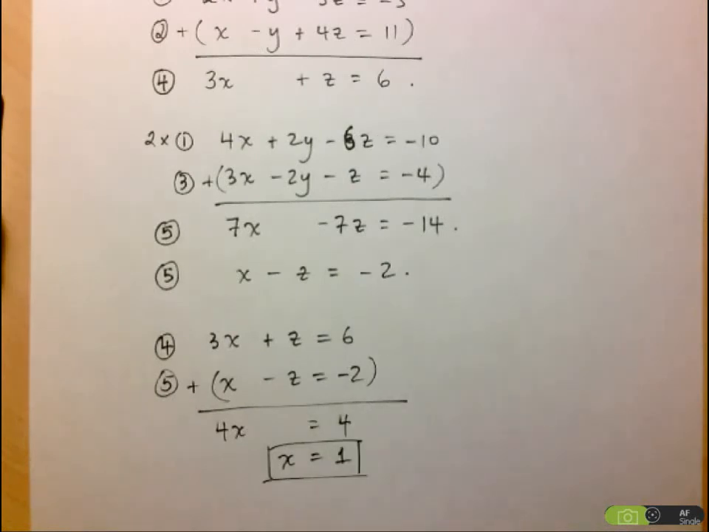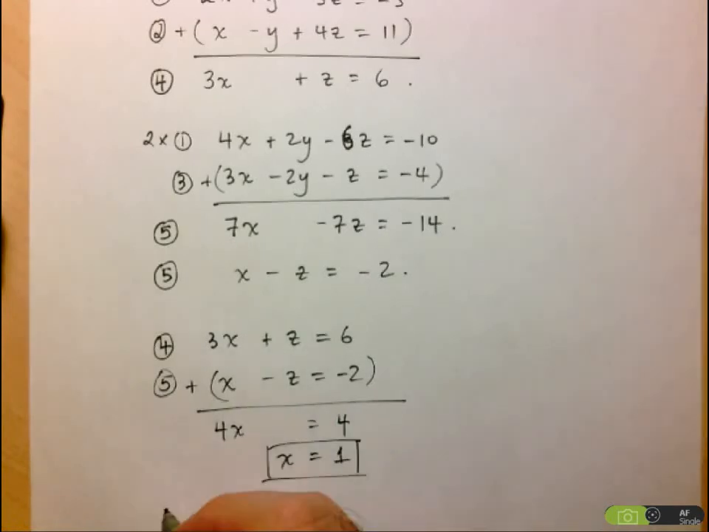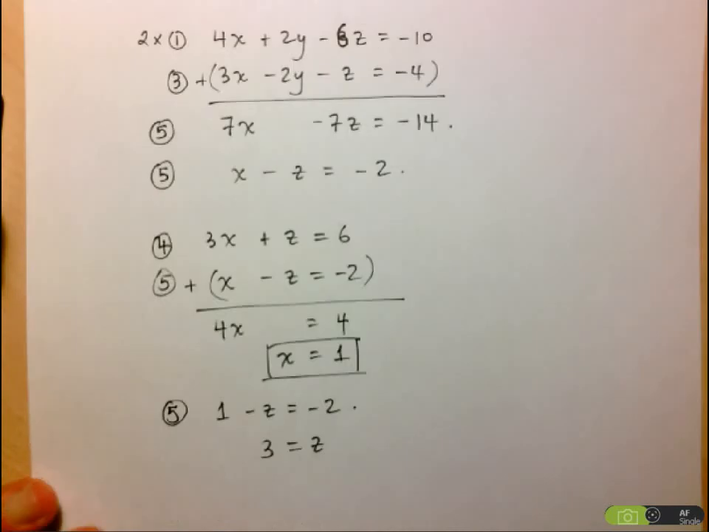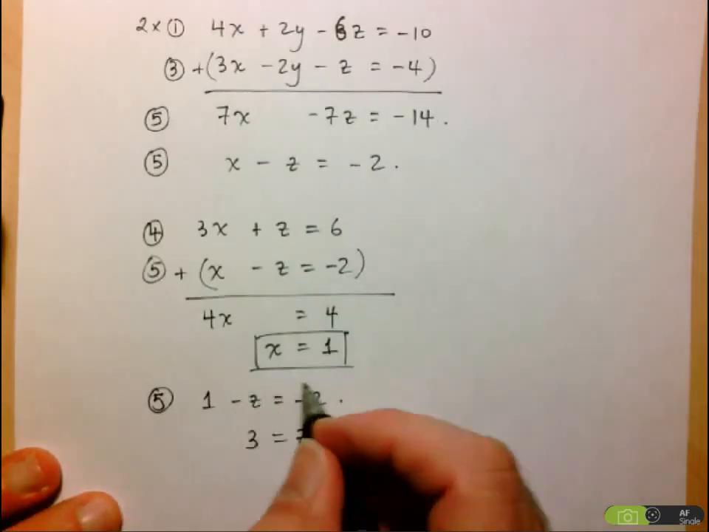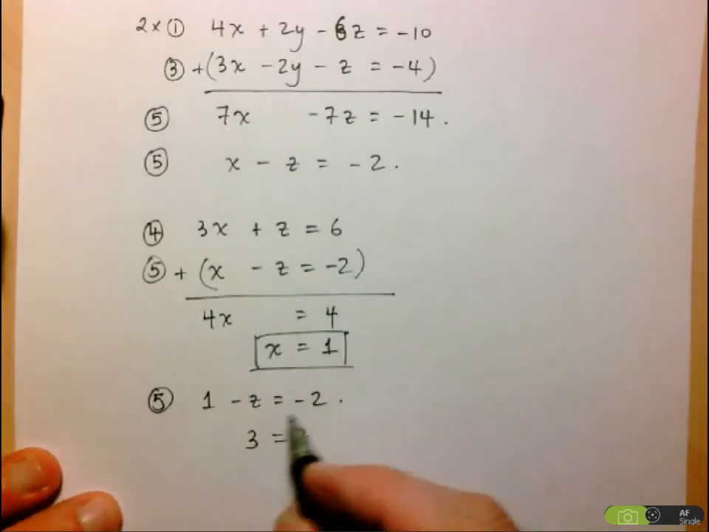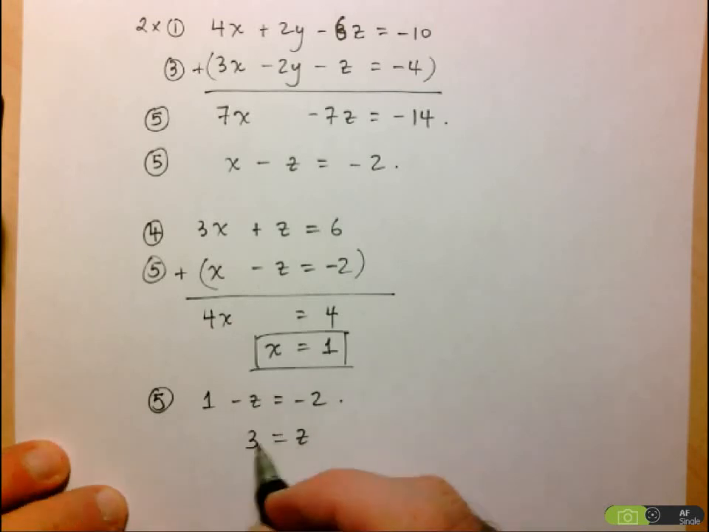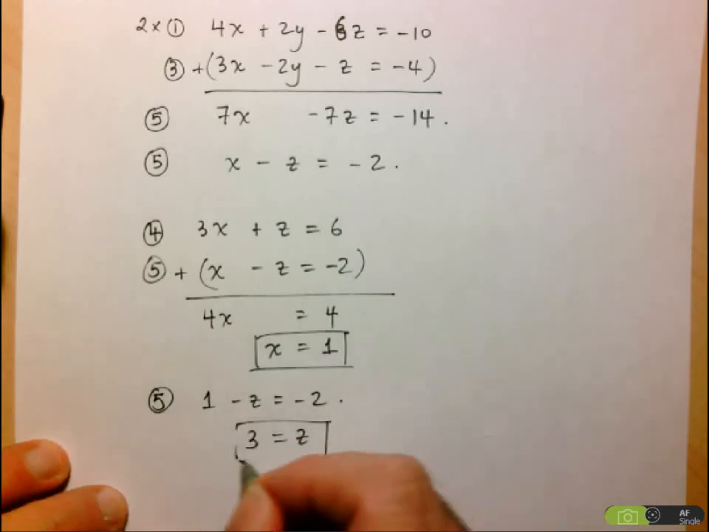Okay, so I can now use equation 5 to solve for z, because I know x is equal to 1. 1 minus z equals -2. So let's bring the z to the other side to make it positive, and then 1 plus 2 is equal to 3. So I just brought the negative z to the other side to make it positive, and then the -2 to the other side to make it 1 plus 2 equals 3.